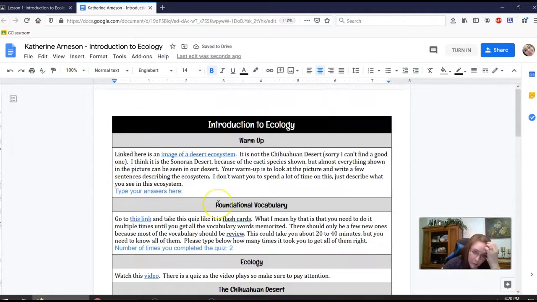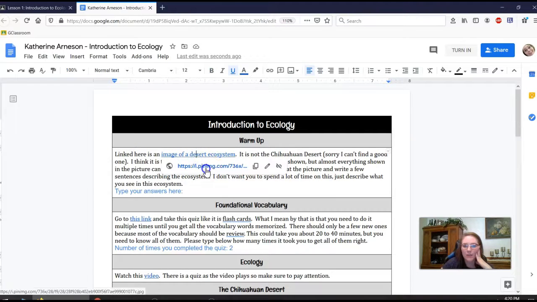There's a couple of important parts of each assignment that I want to go over. I put these in blocks like the lesson outline. Here's the warm up, and then what comes after it is the warm up. This says linked here is an image of a desert ecosystem. I'm going to open it up. It says it's not the Chihuahuan Desert. Sorry, I can't find a good one. I think that it's the Sonoran Desert because of the cactus species shown, but almost everything in the picture can also be seen in our desert.